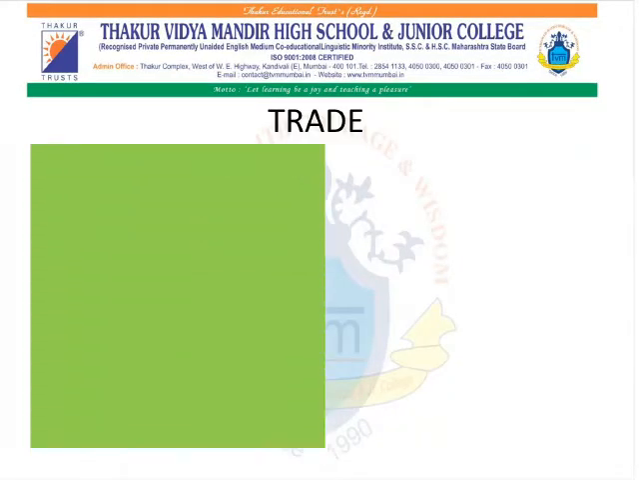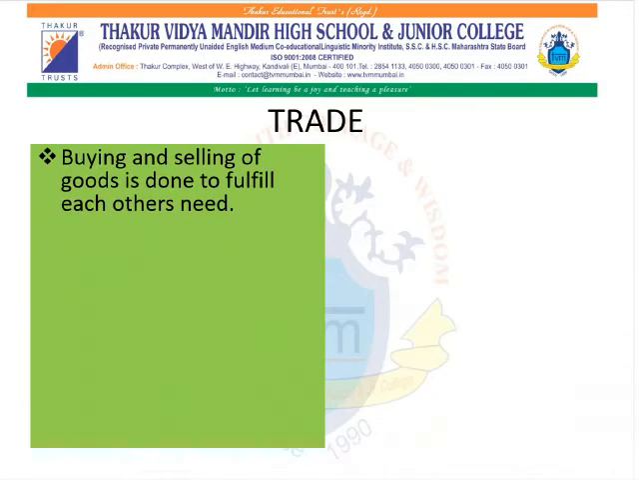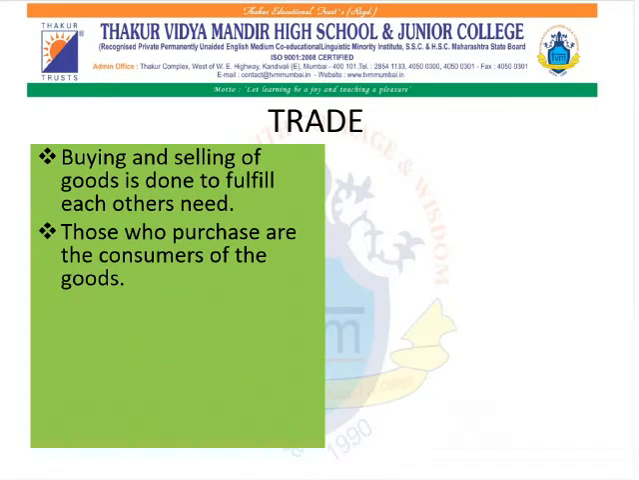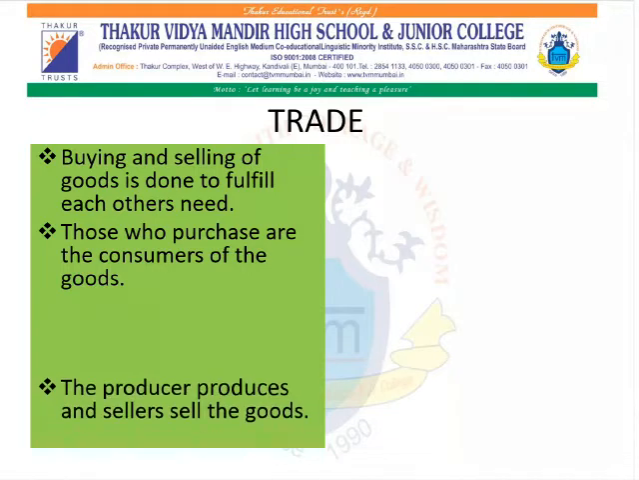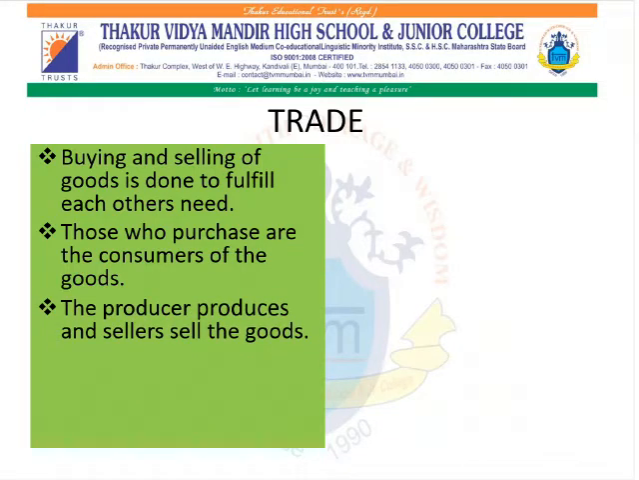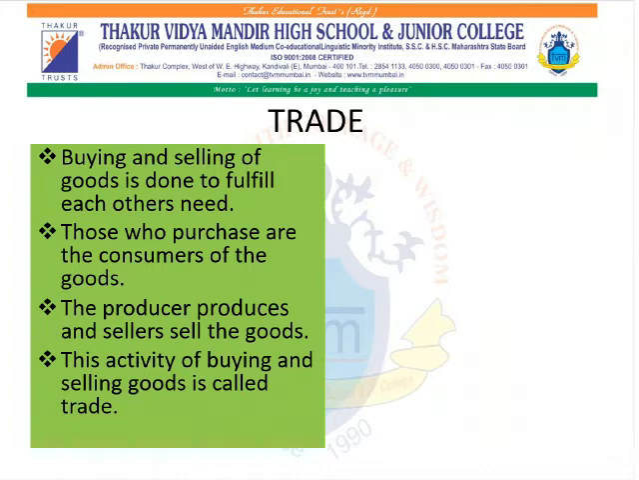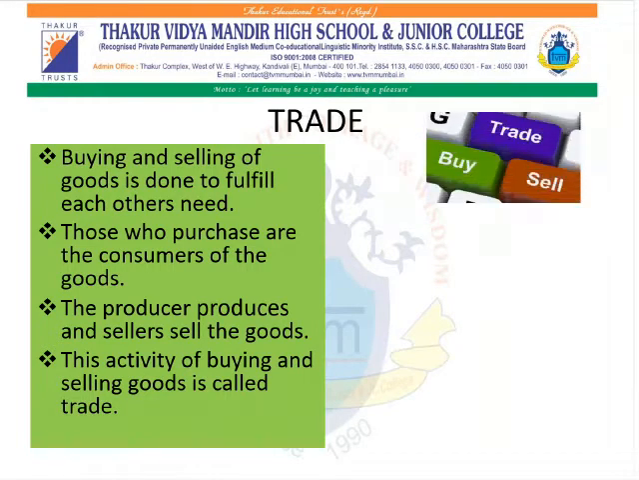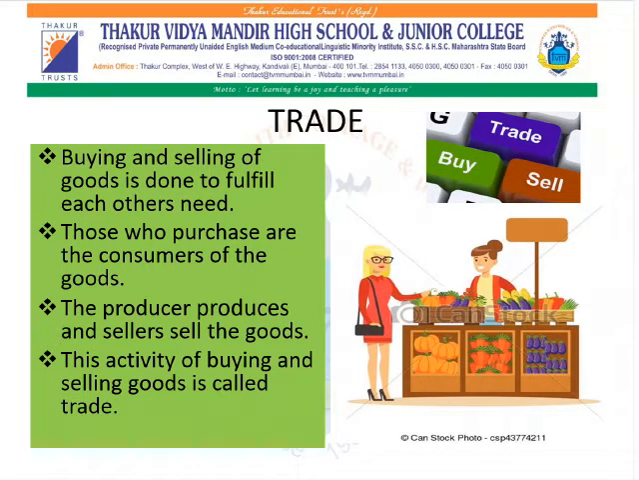Students, we all have various needs in our day-to-day life. We buy various things to satisfy these wants. When we buy them, we create a demand for them. To fulfill the demand for these products, the production of these goods is carried out by the producer. The producer supplies these goods. In other words, he sells them to the wholesale trader. Here, buying and selling of goods is done to fulfill each other's need.